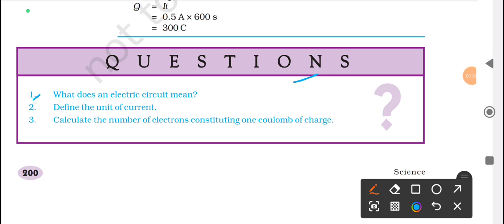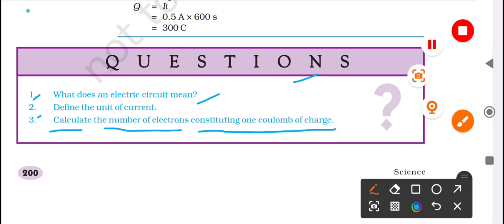Questions: What does an electric circuit mean? Define the unit of current. Calculate the number of electrons constituting 1 coulomb of charge.